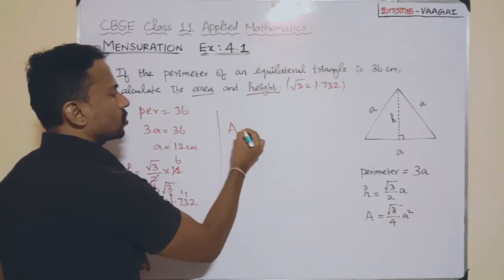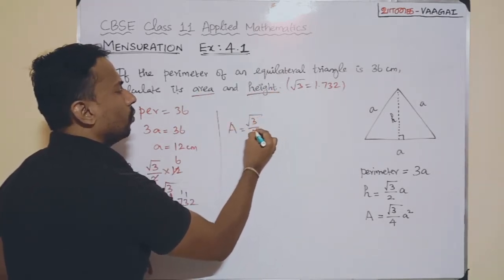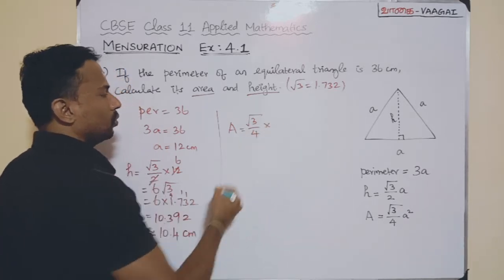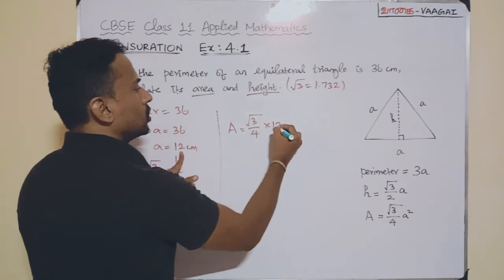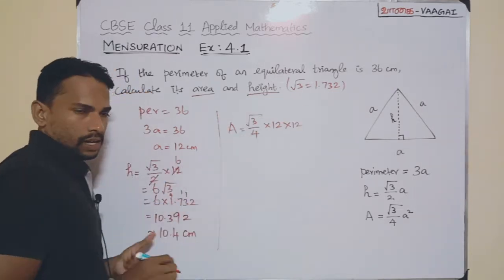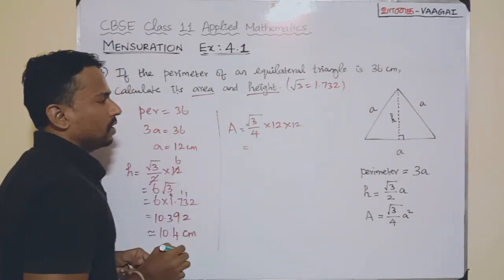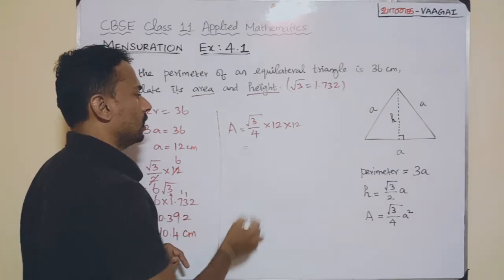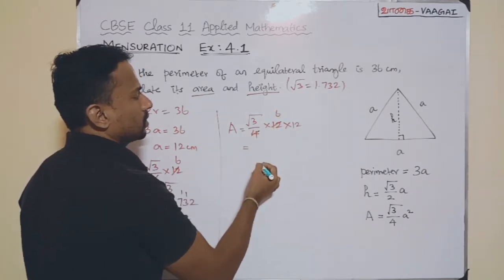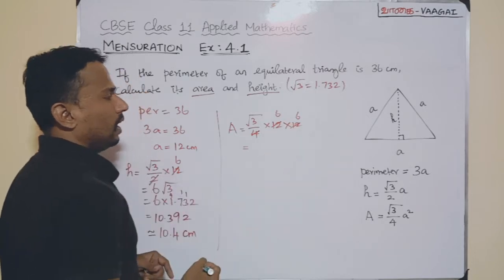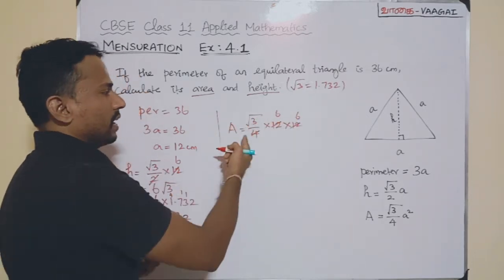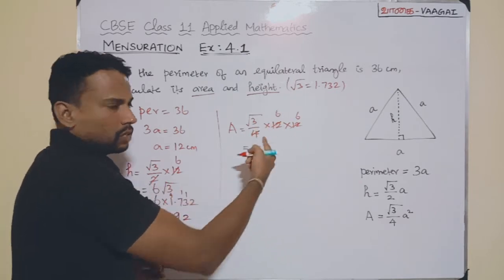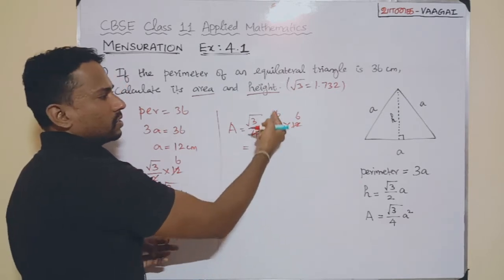Next, area is going to be root 3 by 4 into a square. So which means root 3 by 4 into, what about a here? A is 12. So 12 square, which means 12 into 12. This is going to be the area. So I'll carefully cancel these numbers also. When I try to cancel it, I will be having 6 times, again 2, 6 times. So I will have root 3 into 6 into 6. This is what I will be having, because I cancelled with 2 tables twice.